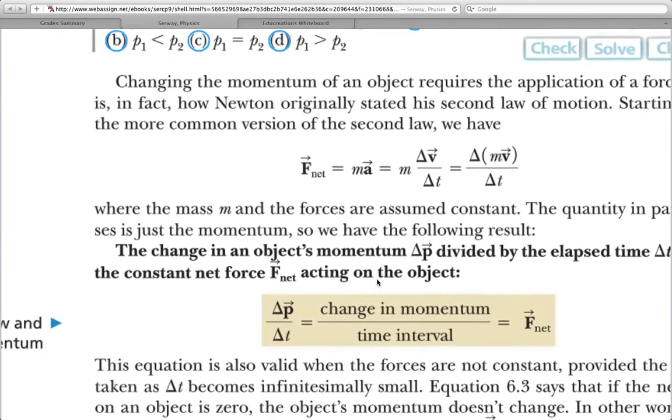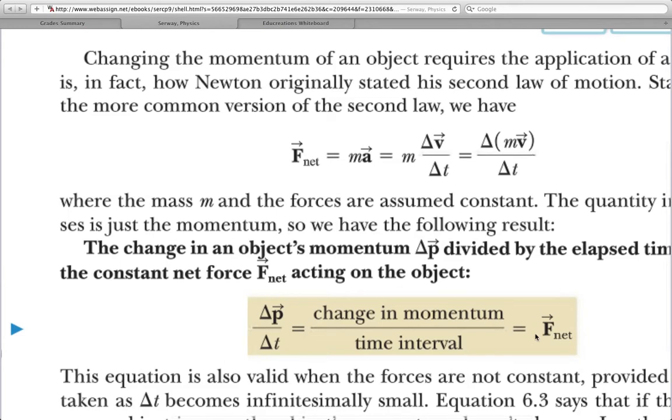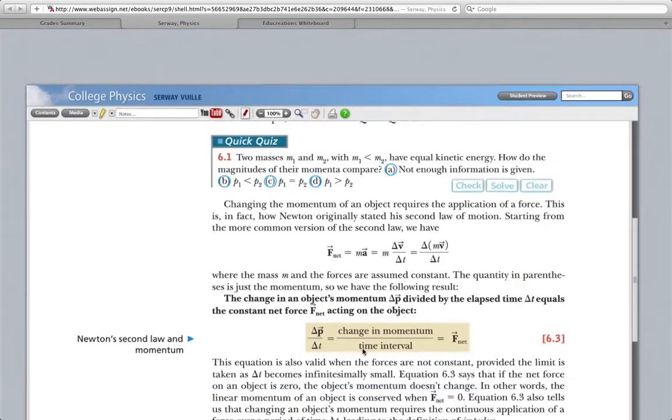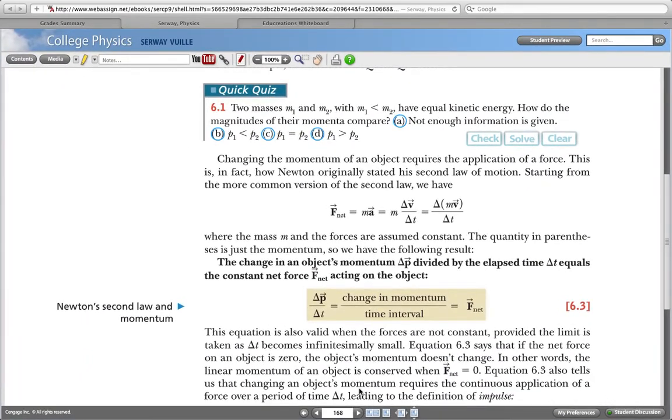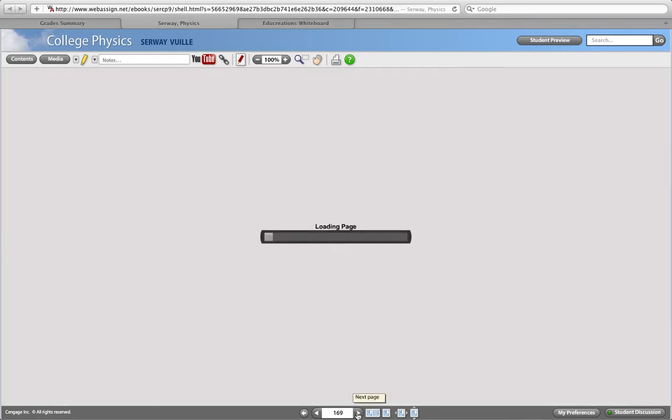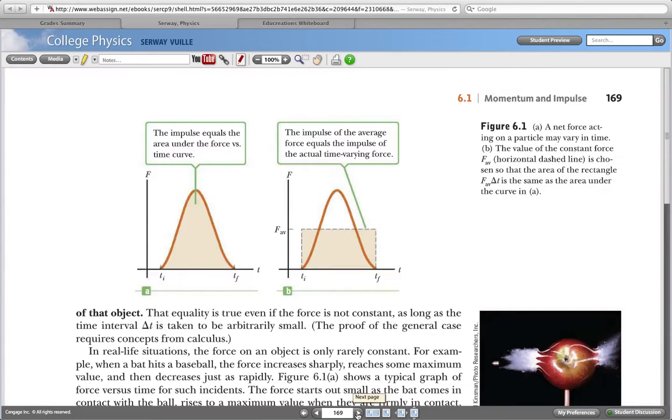So the total force on a system, for example, is equal to delta p over delta t, change in momentum over time. And this is actually Newton's second law in momentum form, and it can be quite useful. Remember before we said that work is equal to a change in kinetic energy, and now we're saying that force is equal to a change in momentum.